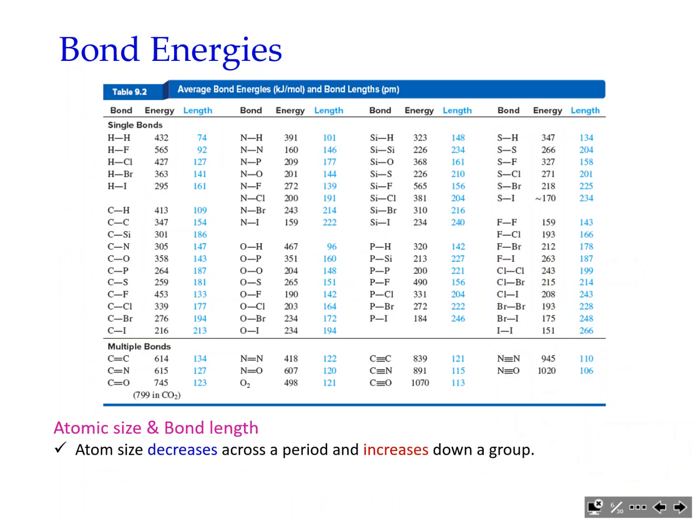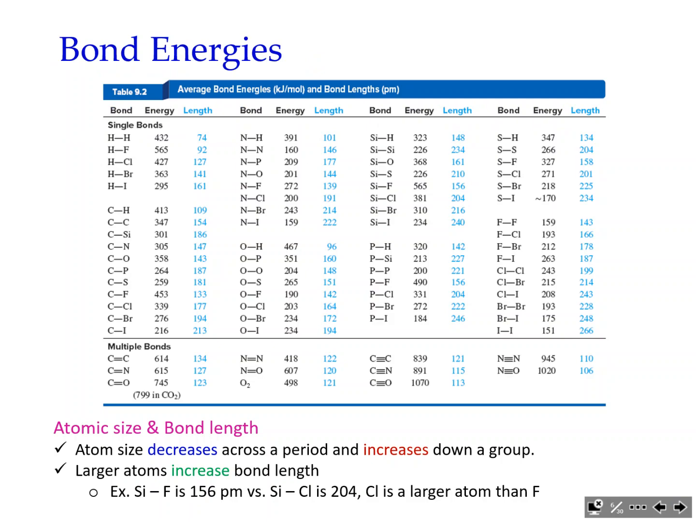But this is all relative because the size of the atoms also plays a little bit of a role here in determining the bond lengths, because you know that some atoms are a lot larger than others. So atomic size and bond length: the atom size decreases across the period and increases down a group. You remember that? So larger atoms increase bond length. And I gave you this chart comparing the bond energies with the length. And as you can see, you should see patterns.